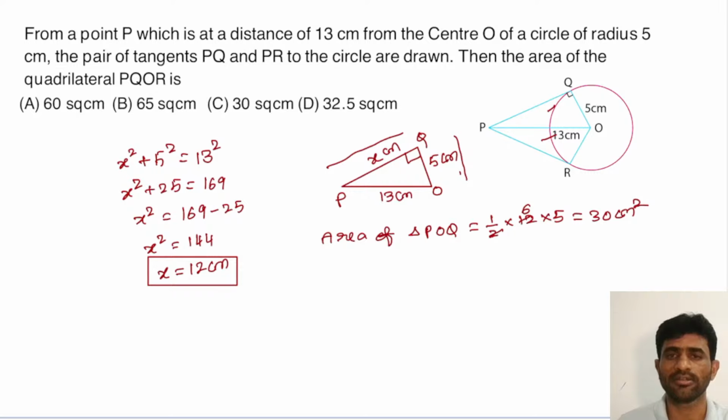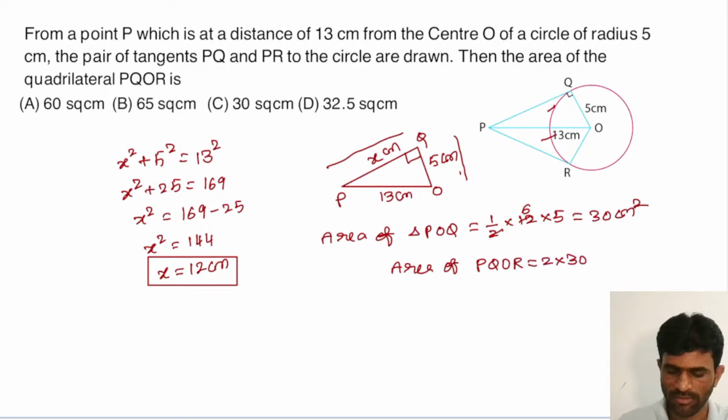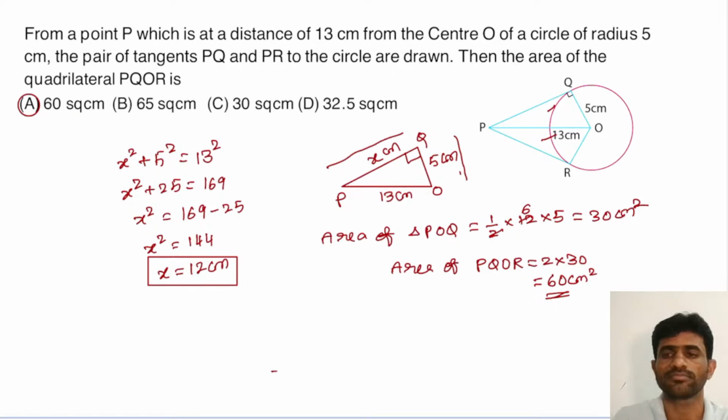Two triangles are there. So the area of two triangles will be 2 into 30, that is the area of the quadrilateral, total PQOR. So area of PQOR is 2 into 30, which is 60 centimeter square. 60 centimeter square, option A is correct. Hope you understood this.